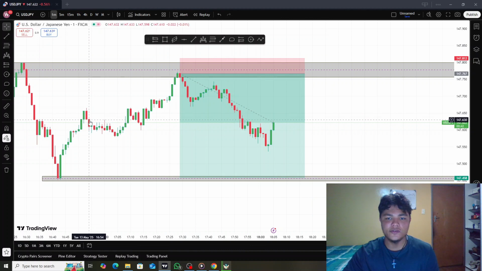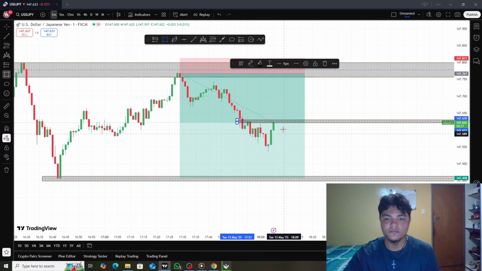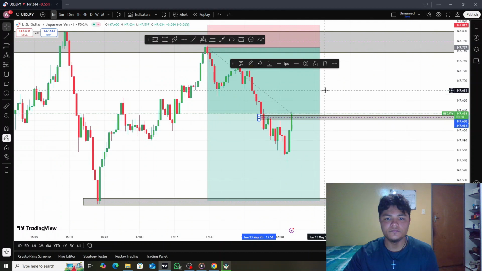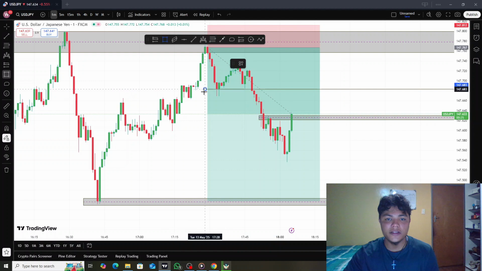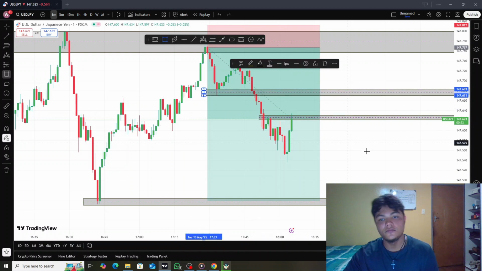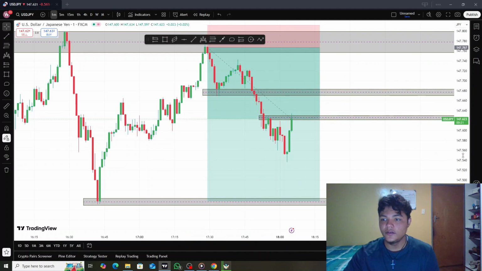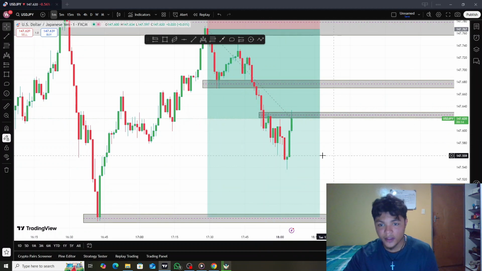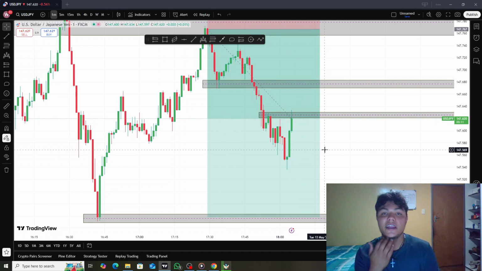It's most probably going to retest this here, then it's going to go back down. Most probably going to retest. So these are all the areas that the market can potentially turn back. You can put in a sell right here, or right there, or right there, but you need to wait for the candlesticks first.